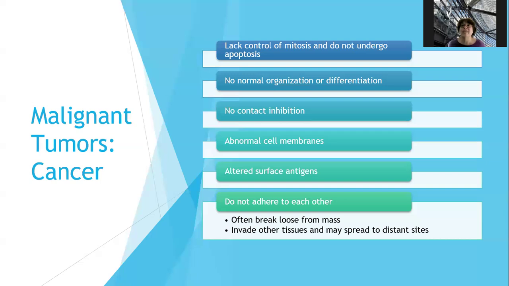Malignant tumors lack control of mitosis and they don't undergo apoptosis. So they're dividing abnormally and they're not dying off the way they should. There's no normal organization or differentiation, so they're not doing their normal cellular job. There's no contact inhibition, so they will just invade other areas. There are abnormal cell membranes, altered surface antigens, and they don't adhere to each other. So they often break loose from the mass and invade other tissues. So malignant tumors, just like they sound, they're bad.